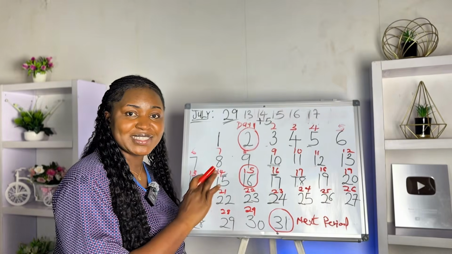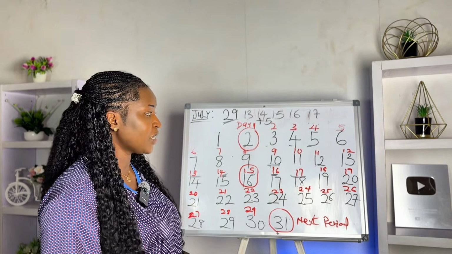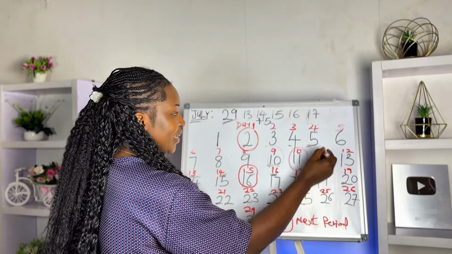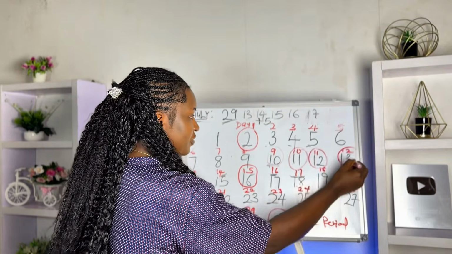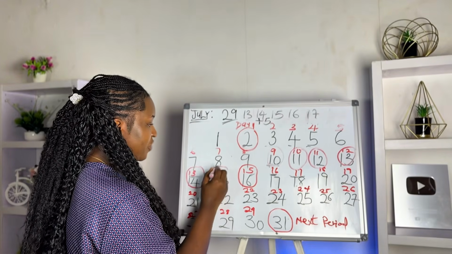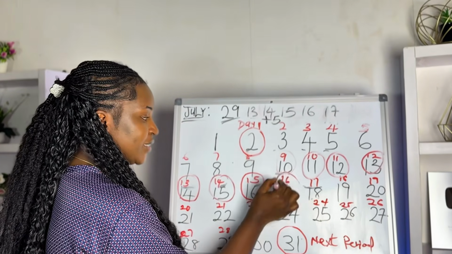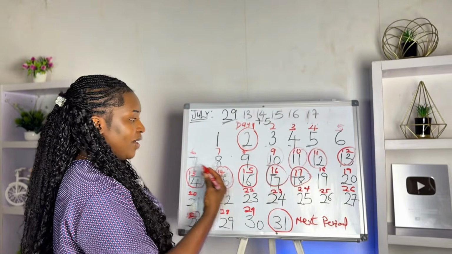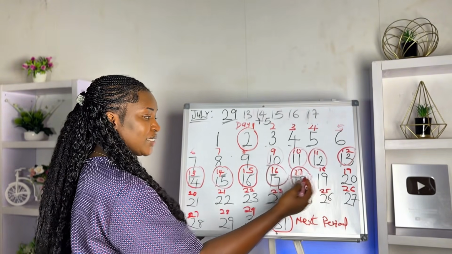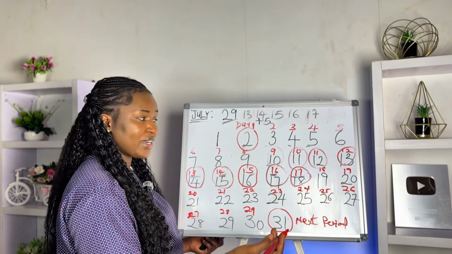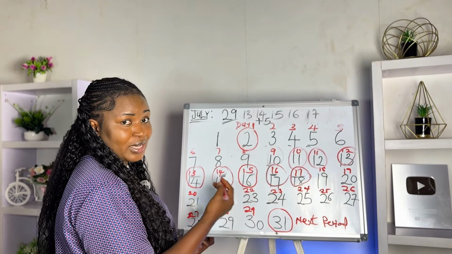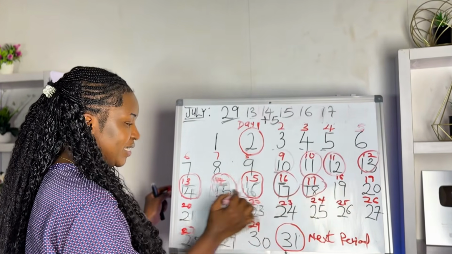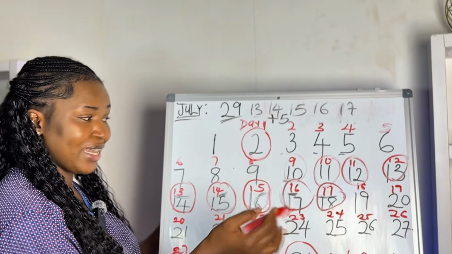So for this 29-day cycle, our fertile window is from day 9, day 10, day 11, day 12, day 13, day 14, day 15, day 16, and day 17. So these days are a fertile window. These are the days you have higher chances of conception. So if you are trying to get pregnant, these are the days you should be having sexual intercourse. And if you're trying to avoid pregnancy, these are the days you should avoid intercourse. You can have sex any other day aside these days.